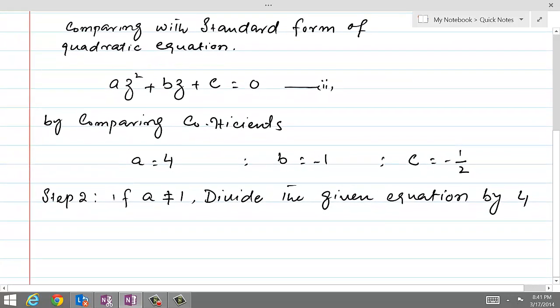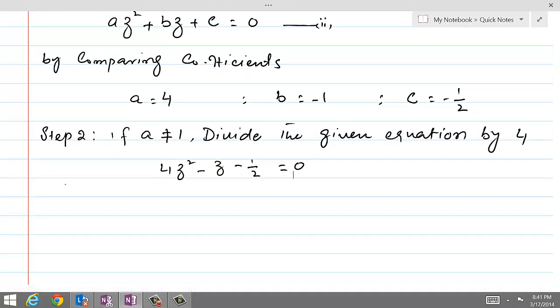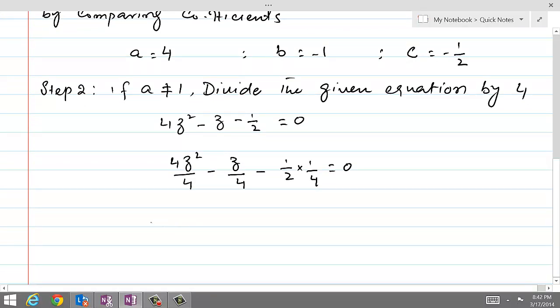So this is what we'll do, and we will have 4z square minus z minus 1 by 2 equal to 0, and we are going to divide the entire equation by 4. This will give us 4z square over 4 minus z over 4 and minus 1 by 2 divided by 4. So this is 1 by 4, this is division. Okay, and what we get from this division is z square minus 1 by 4 z and minus 1 by 8 equal to 0.